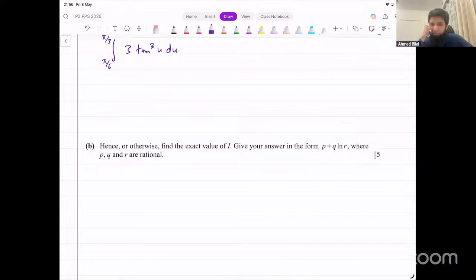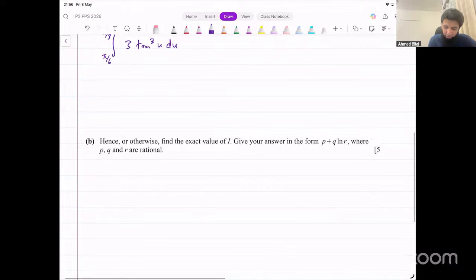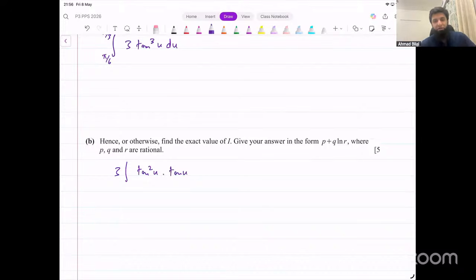Does anyone remember? We can break it down into two parts. You can say this is 3. We can write 3 outside as well. Tan square u into tan u. Okay. And then we used to use a substitution, right?